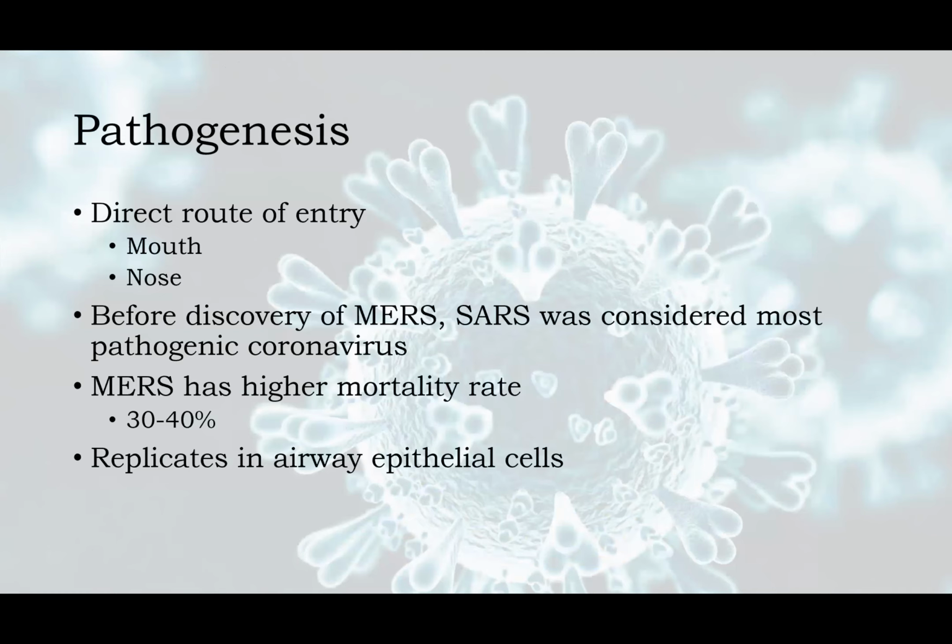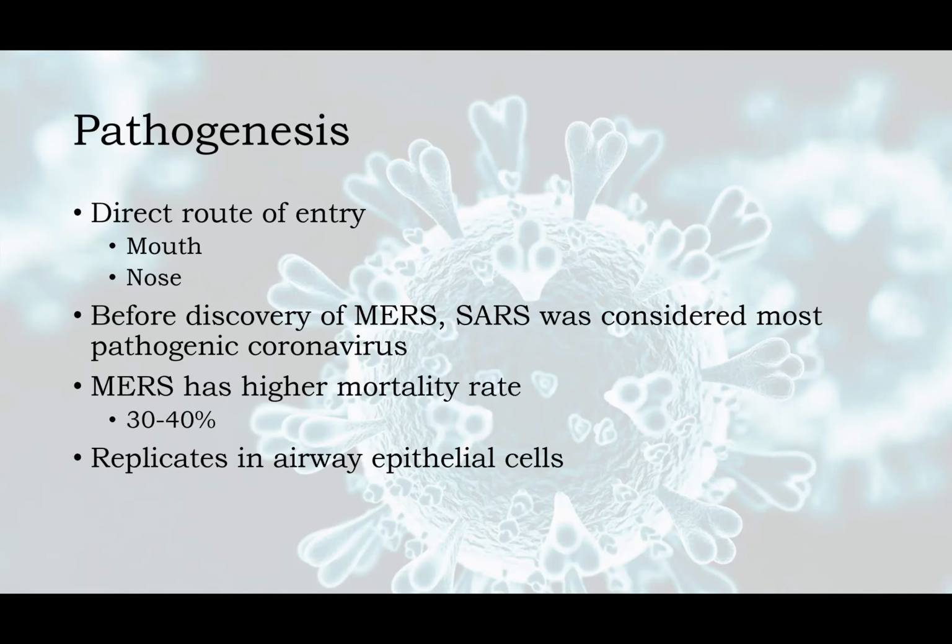Now we will be discussing the pathogenesis of MERS infections. The direct route of entry is primarily through the mouth and nose, very similar to COVID-19. Pretty much any close contact. Per the CDC, close contact means being around somebody or living with somebody that has a confirmed case, or direct contact with respiratory secretions or body fluids.